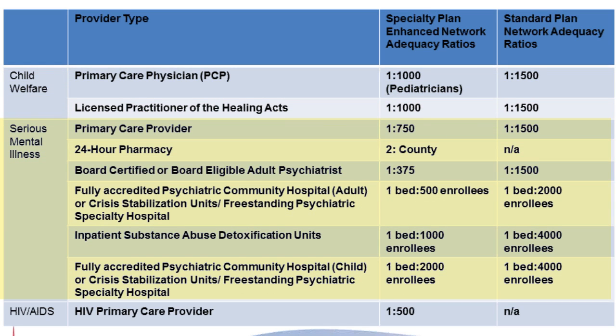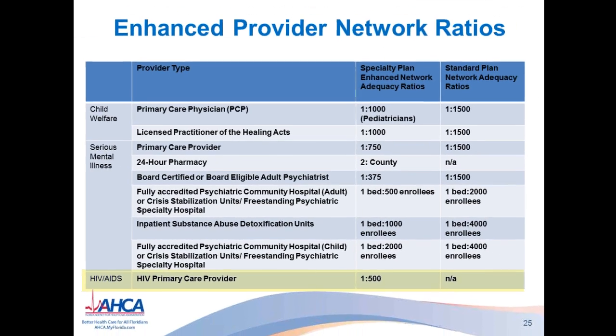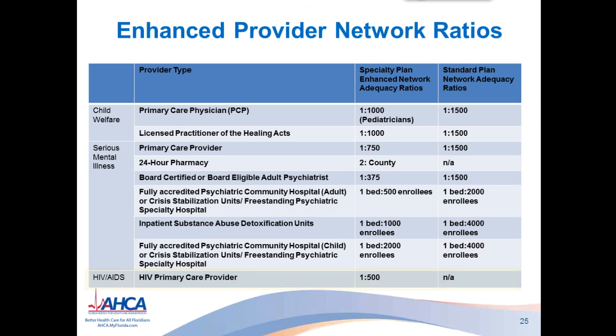For the serious mental illness plan, there are enhanced provider ratios for primary care providers, 24-hour pharmacies, board-certified or board-eligible adult psychiatrists, fully accredited psychiatric community hospitals for adults, or crisis stabilization units and freestanding psychiatric specialty hospitals, inpatient substance abuse detox units, fully accredited psychiatric community hospitals for children, and for the HIV/AIDS plans, they will have one for every 500 enrollees, a HIV/AIDS primary care provider.